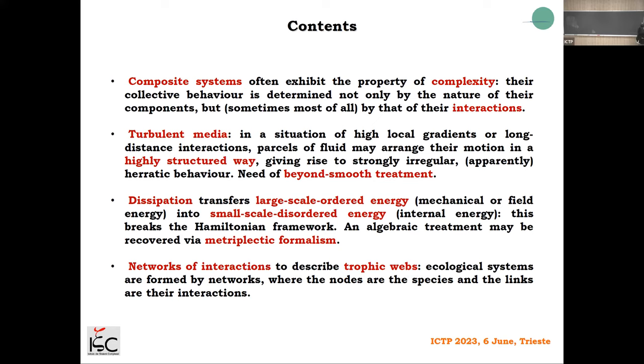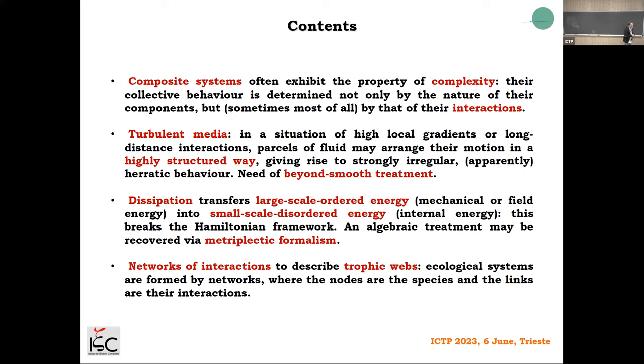So these are the contents of the presentation. I will define complexity as a property of many composite systems. On one hand, I would say that complexity in a sense doesn't exist, as anomalies don't exist, because everything is complex. The non-complex things are the exception and not the general rule.